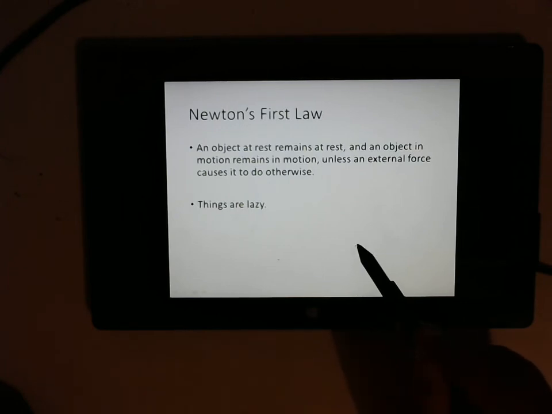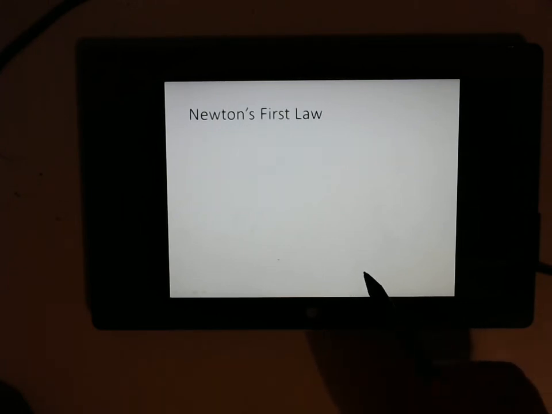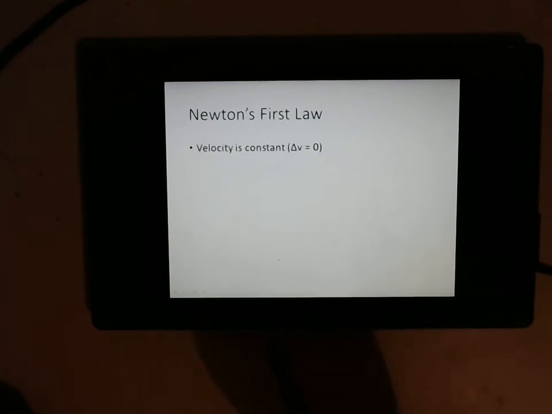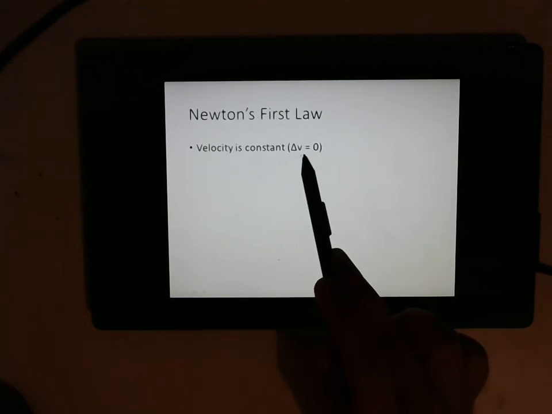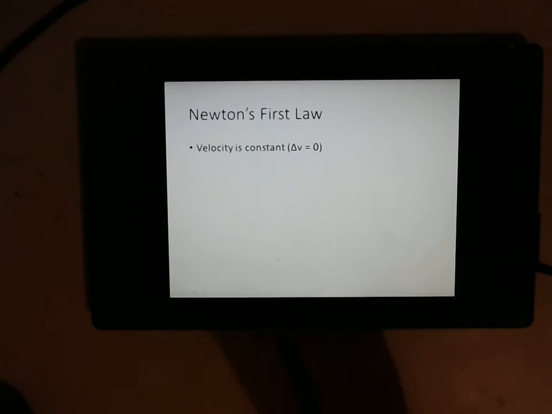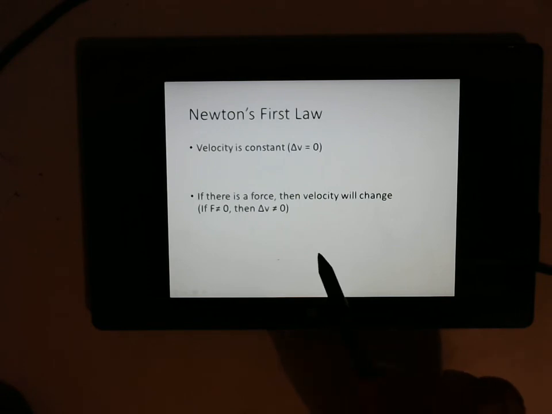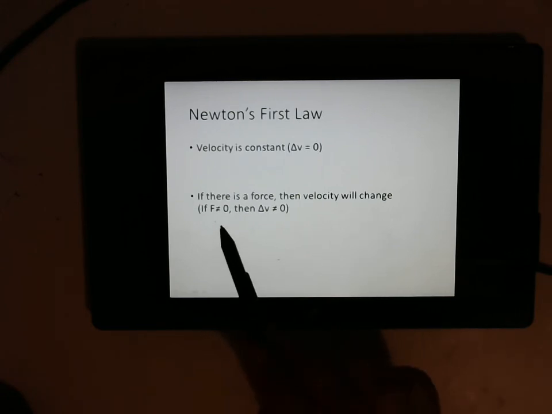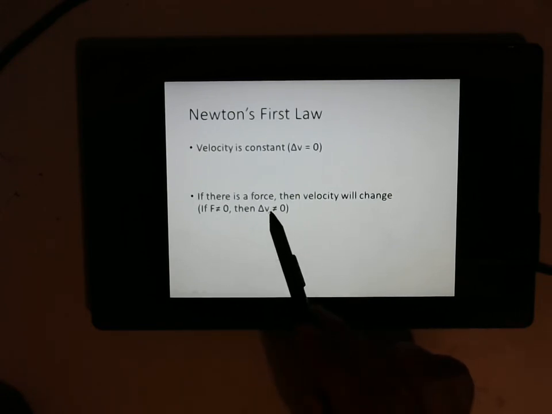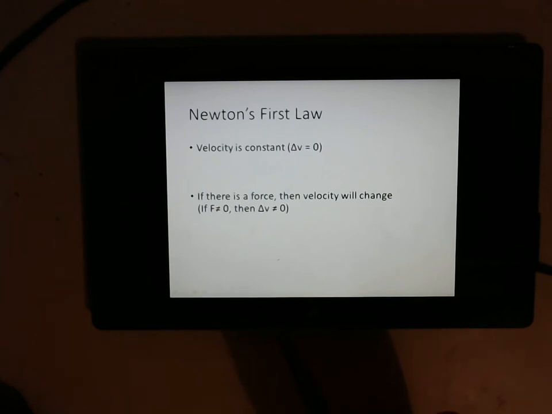Now, there are a couple of things we need to really pay attention to. One, the velocity is constant. Okay, velocity is always going to remain constant. So here I've written delta V, change in velocity, is equal to 0. Unless, if there's a force, then the velocity will change. So if the force on it is not equal to 0, then delta V will not equal 0.